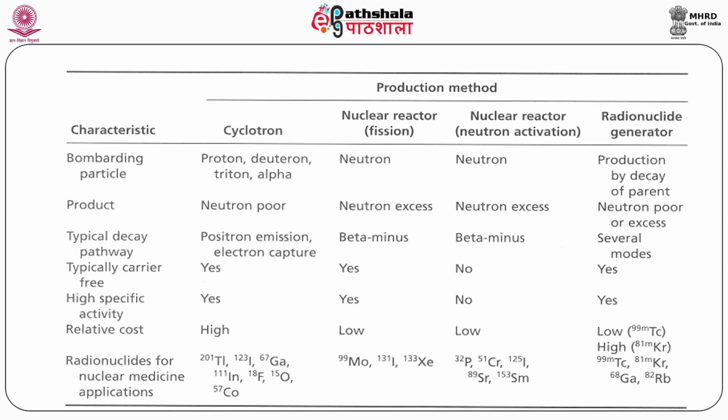Then if you talk about the cyclotron, thallium, iodine 123, gallium 67, fluorine 18, as we are talking about, O15, cobalt 57 are produced. If you talk about reactors, which are fission based, moly 99 has high specific activity. If the same moly is produced by the N-gamma reaction from molybdenum 98, the specific activity is going to be low when neutron activation takes place. And for the radionuclide generator, there are moly-technetium, germanium-gallium, strontium-yttrium. The different generators are there.